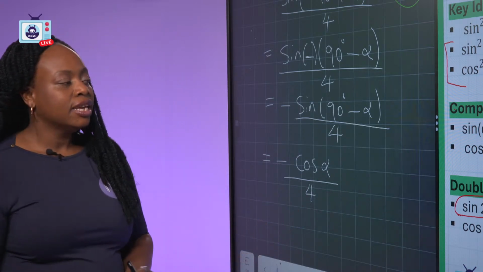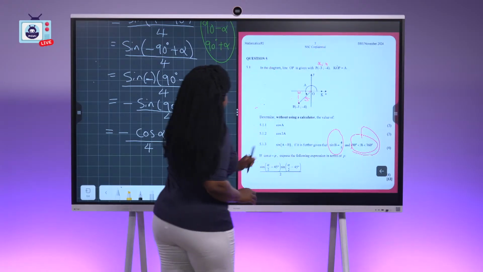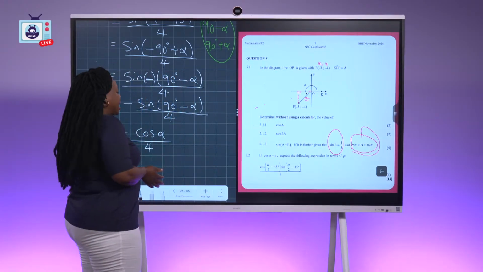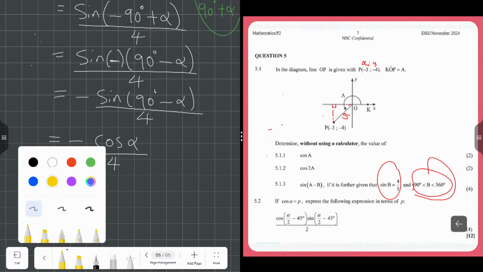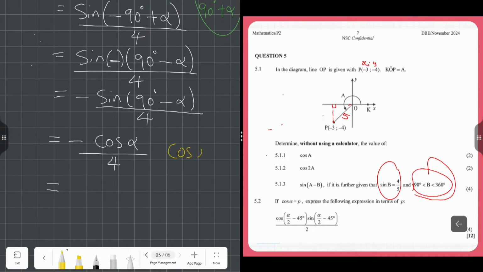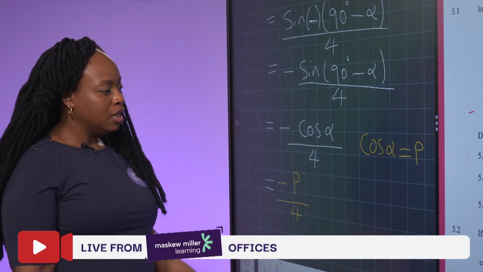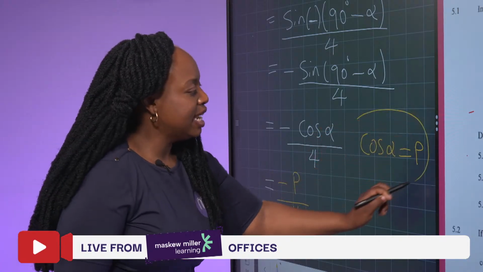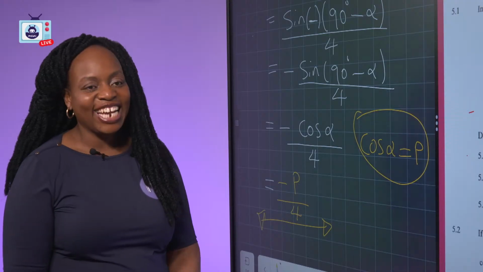So what did they say in the question? The question was saying that if cos alpha is equal to P, then express the whole thing in terms of P. So now we know where we are, right? They did tell us that if I can find something like this, then that is P. So my answer will therefore be negative P divided by 4. Where did I get P? From the information given. Whenever I see cos alpha, I am going to substitute it and get P.